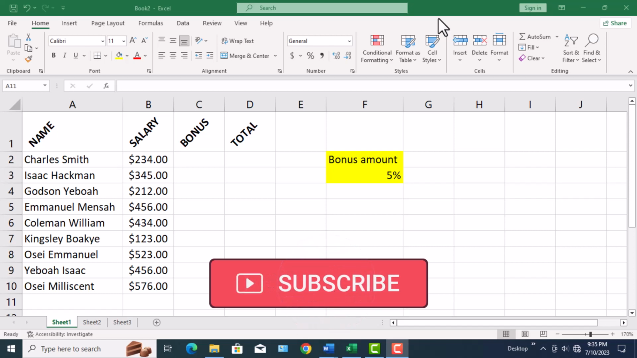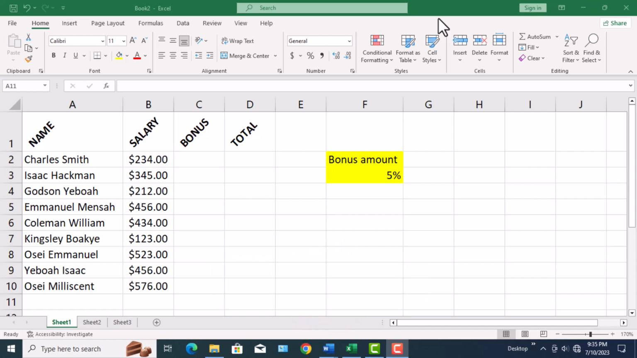Today we are going to look at the difference between absolute and relative cell referencing. I'm going to start with relative cell referencing. So let's go to the sheet.